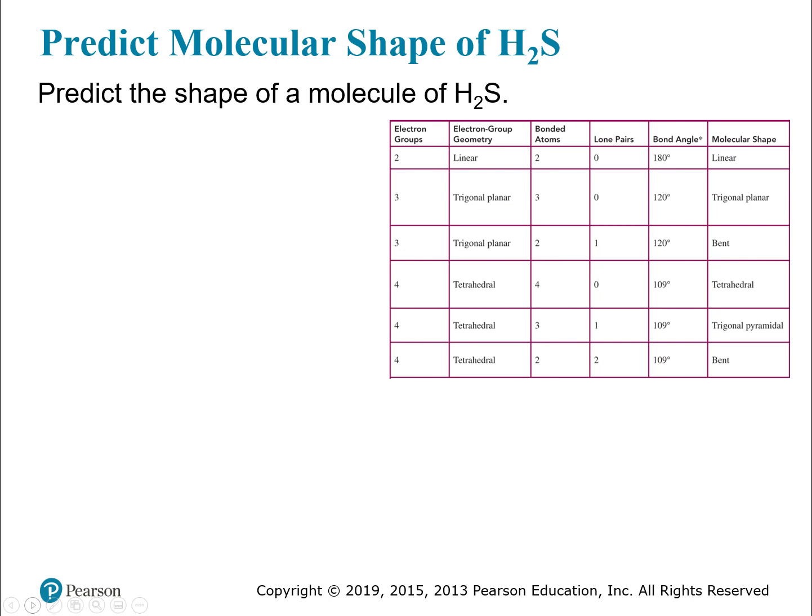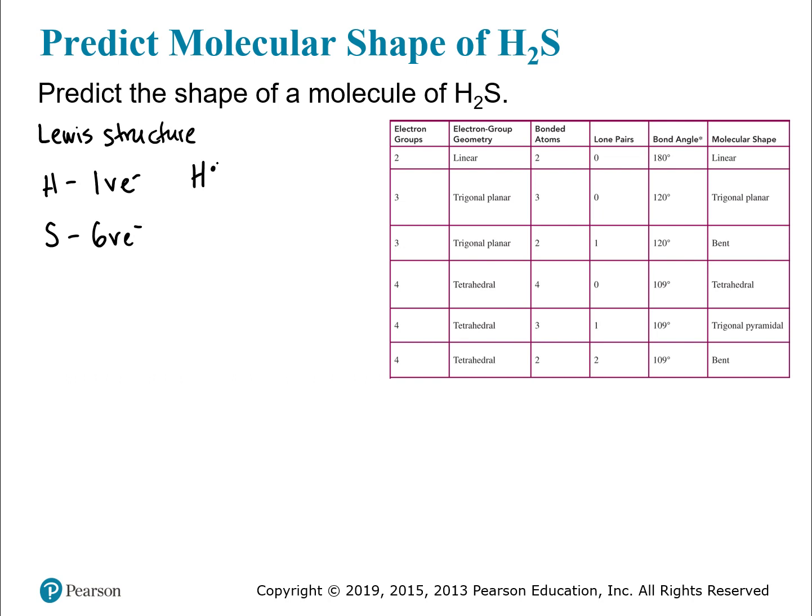Now we're going to go through and give an example on how to predict the shape of a molecule. The first thing you're going to want to do is start with the Lewis structure. That's the best way for you to figure out how many electron groups you have and how many of those are bonded pairs versus lone pairs. Hydrogen has 1 valence electron. Sulfur has 6 valence electrons. Remember, we're looking at the group number to figure that out.